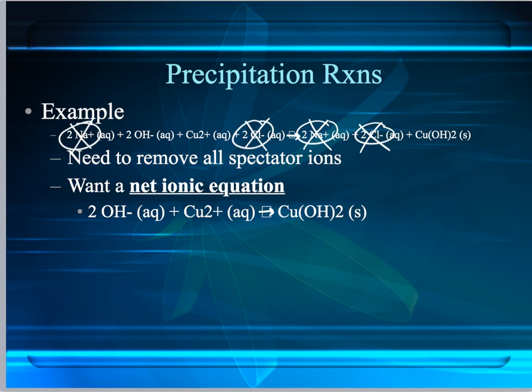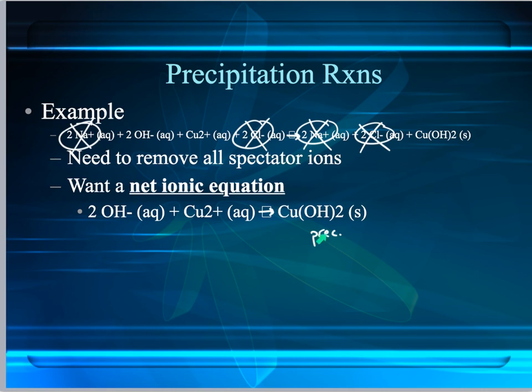And then what we're left with is the actual reaction. I'm left with 2 hydroxide ions here. I'm left with a copper 2 ion. These are both still aqueous. And then over here, the only thing left on my product side is actually just my precipitate, the solid. And what we've done by removing spectator ions is we've now written a net ionic equation. So it's removing the things that don't actually react, and it's called the net ionic equation.